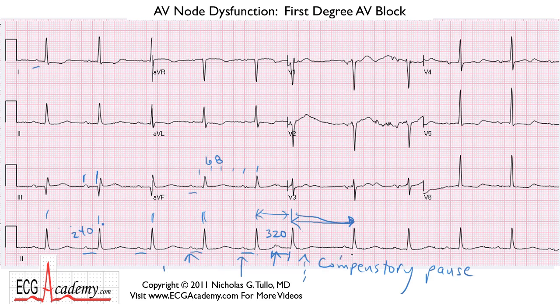And look at the PR here. It's actually normal. The PR is about 200 milliseconds with this beat that conducted following a pause in the rhythm. But then with this next beat, the PR gets a little bit longer again and then becomes stable again at about 240 milliseconds, which is where it started.